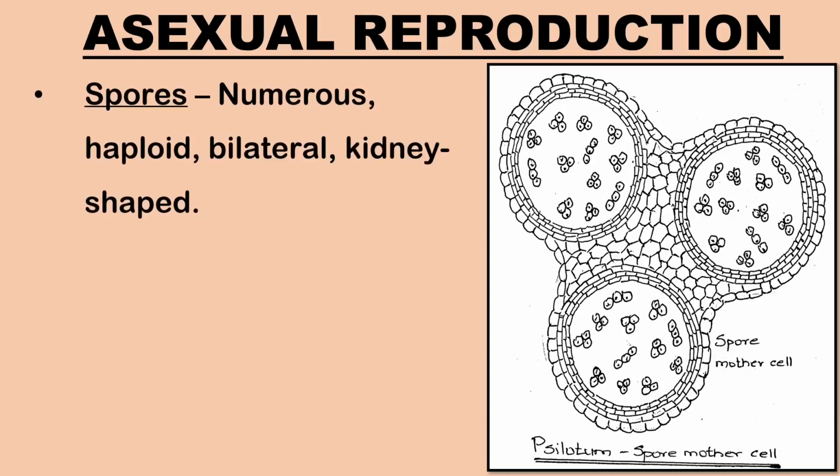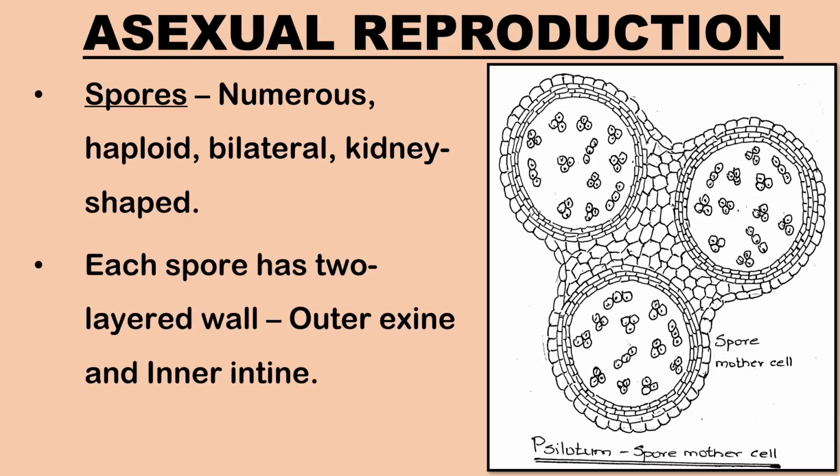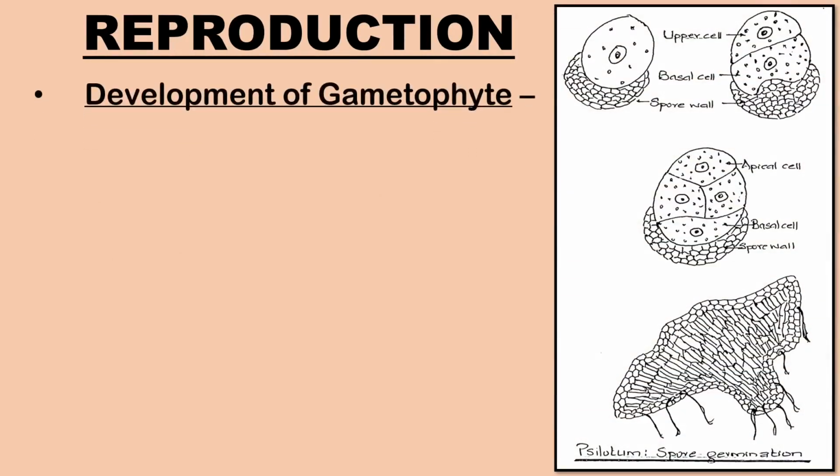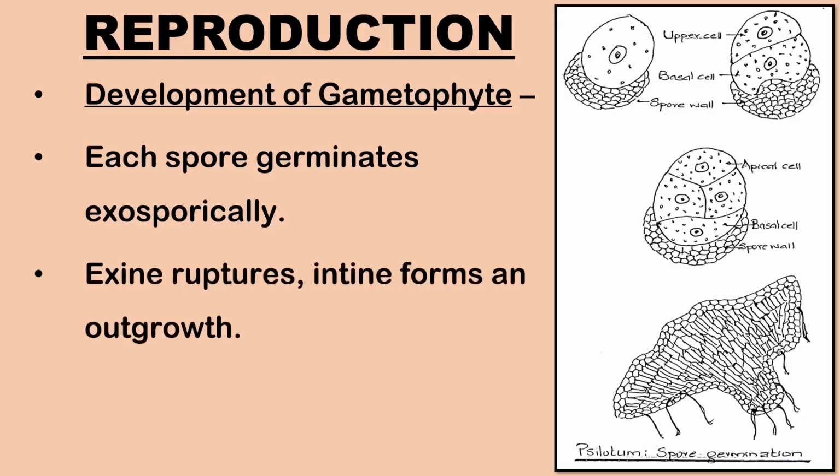Each locule has numerous identical haploid spores which are bilateral, kidney-shaped. Each spore is surrounded by 2 layered wall, the outer exine and an inner intine. Spores disperse and fall on a suitable substratum. Next is the development of Gametophyte. Each spore germinates exosporically. When the exine ruptures, the intine forms a small tubular outgrowth.